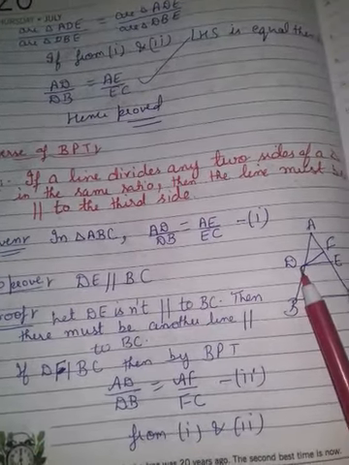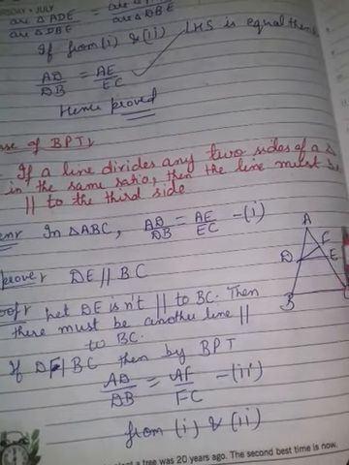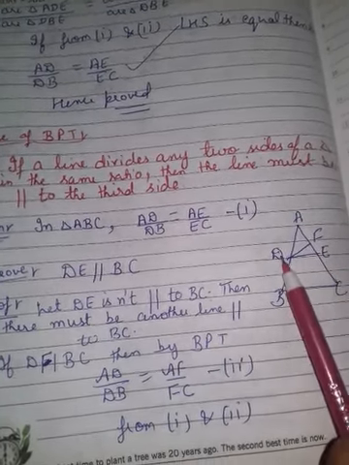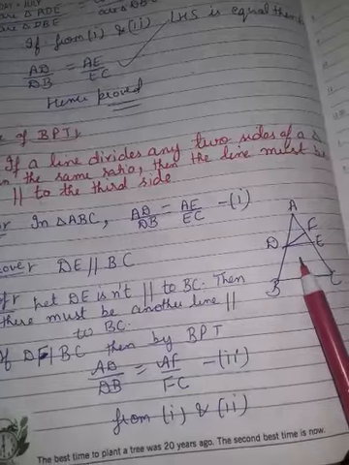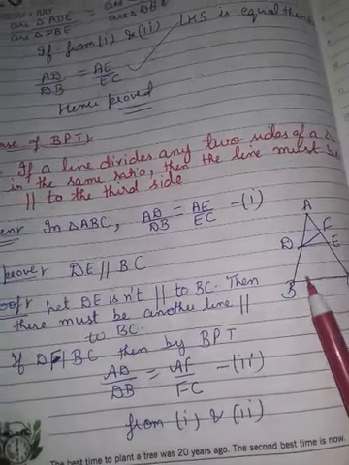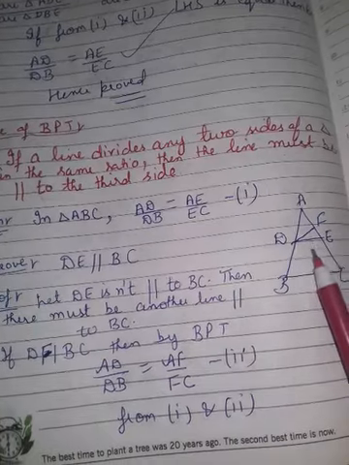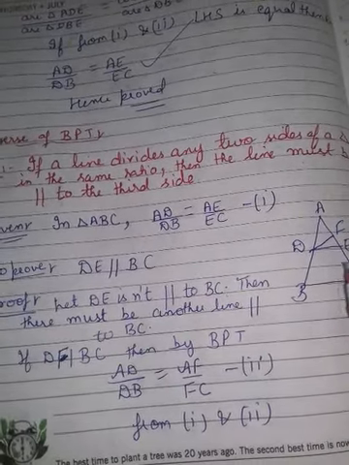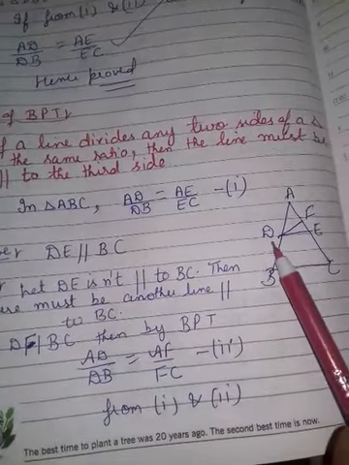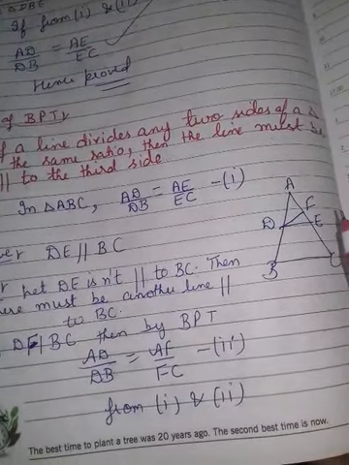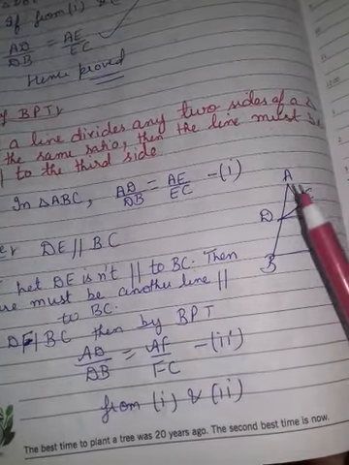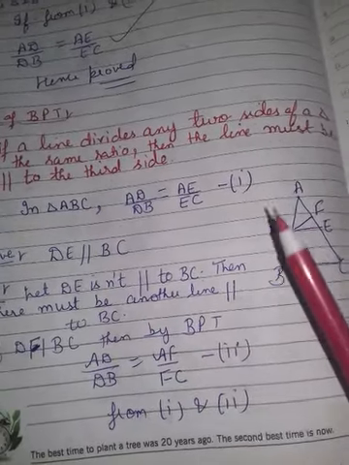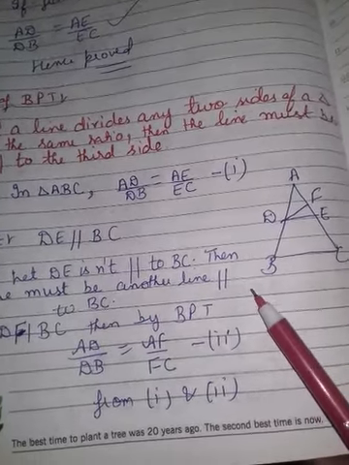Now suppose we say that DF is parallel to BC and DE is not parallel to BC. Means by contradiction we are taking that DE is not parallel to BC but DF is parallel to BC. If DF is parallel to BC, then by the BPT theorem you know AD upon DB equals AF upon FC. Why have we taken this? This is your BPT theorem: if any line is parallel to a side of a triangle, then its ratio will be equal. Now from the first and second you will see the left side is equal, so the right will also be equal.